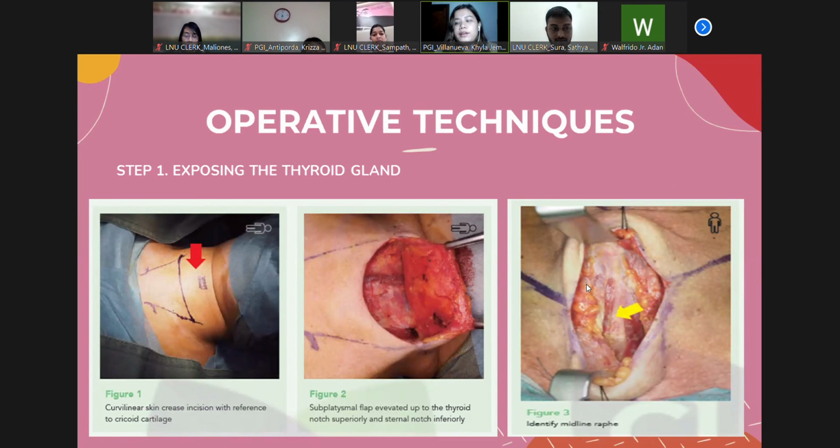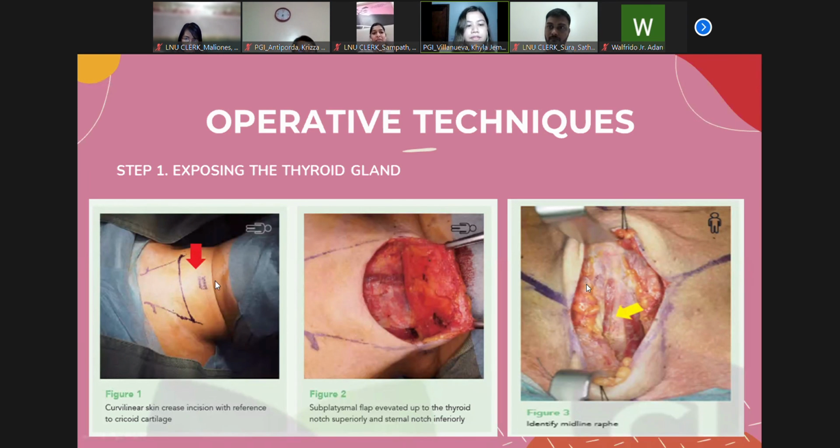So for the operative techniques of thyroidectomy, there are 3 steps. Let's start with step 1, exposing the thyroid gland. The patient should be positioned supine with a neck pillow so that the neck would be fully extended. You'll see here that the incision is being marked. This is called the collar incision or curvilinear skin crease incision.